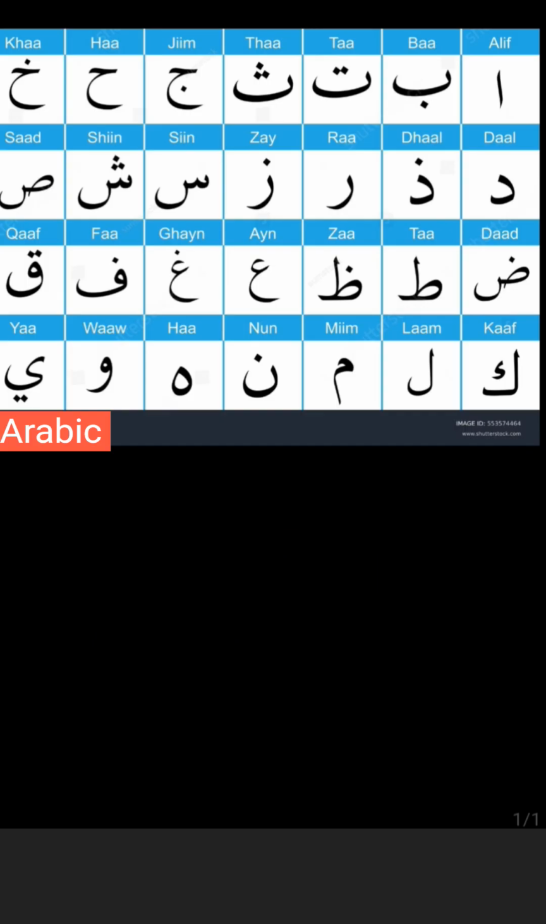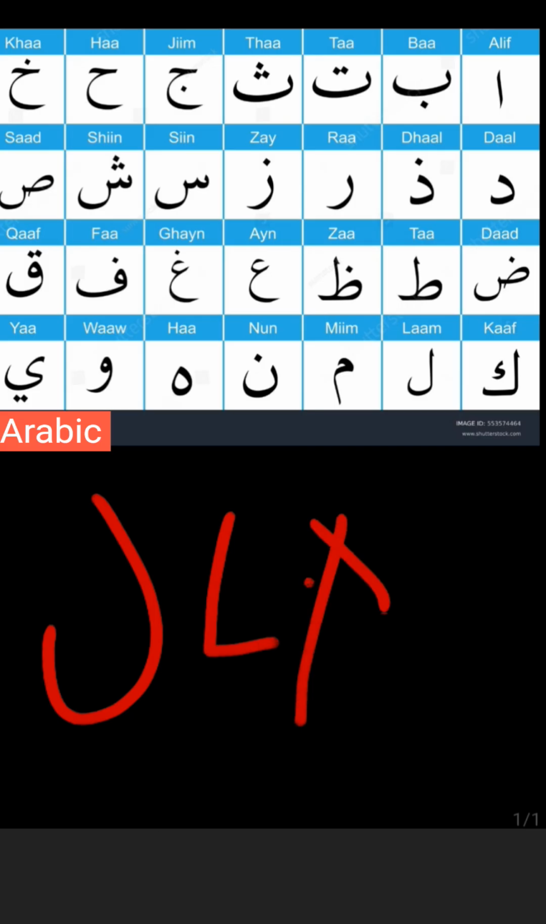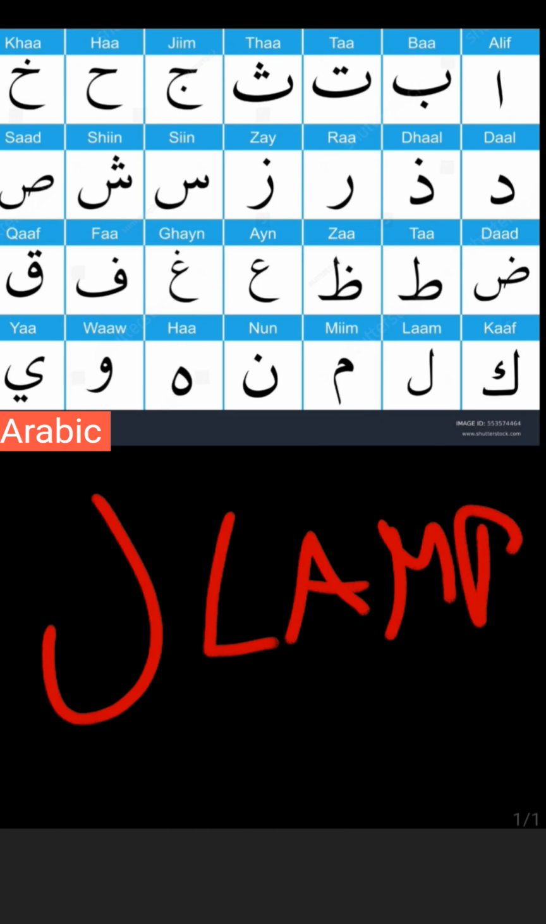And the next letter we have here is lam. And yes, in lam we do have an equivalent. The closest letter is L. An example is like lamp. That was horrible already. Lamp. Lamb.